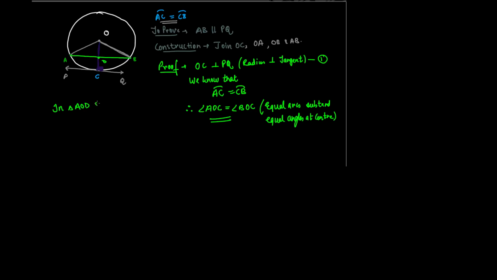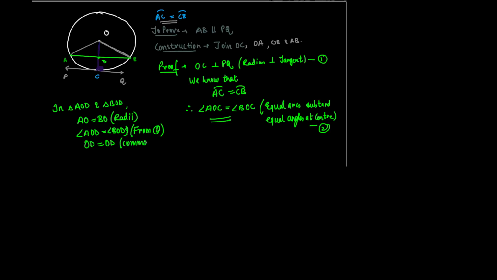So in triangle AOD and triangle BOD, I can say AO equal to BO. Obviously, both are radii of the same circle. The second thing is that angle AOD is equal to angle BOD because I got it from equation 2. Suppose this is equation 2. So from equation 2, AOC equal to BOC. Therefore, AOD will also be equal to BOD from 2. Right? AOD equal to BOD. And lastly, OD equal to OD because it's a common side.